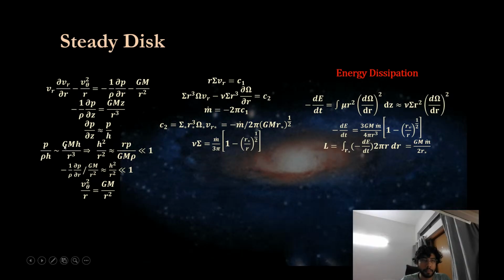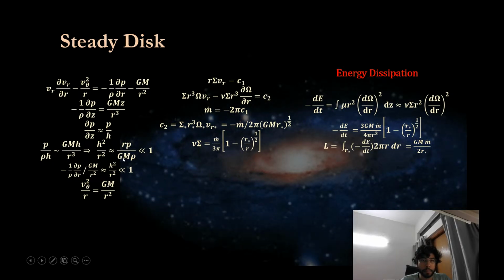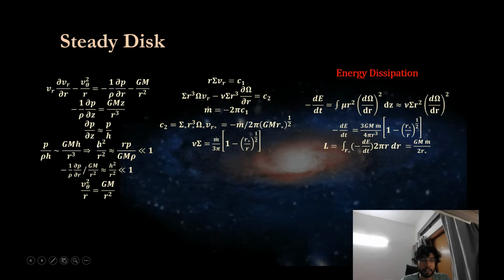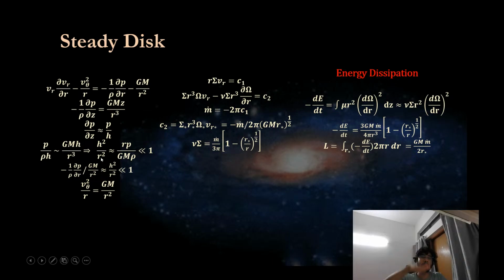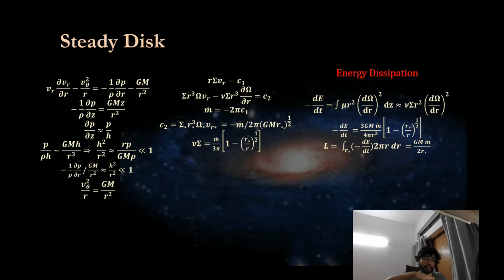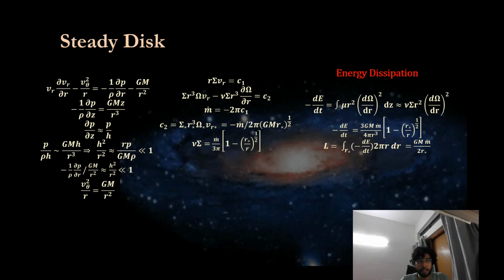Similarly, from this we can get that h square by r square is proportional to r p by GM rho. And as we are saying that these are thin disks, therefore h is much less than r. The height of the disk is much less than the radius, and they are geometrically very thin. So this h by r ratio should be much less than one, right?